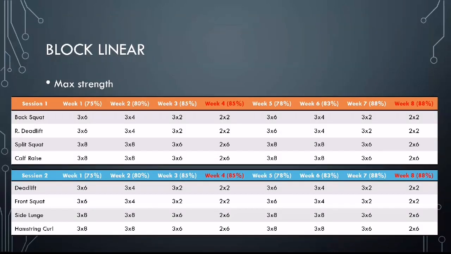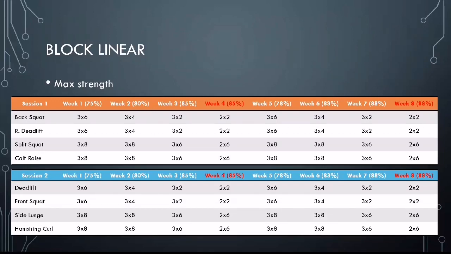Here's an example of a block linear plan for maximum strength. Throughout the 8 weeks, the athletes will only be performing exercises for muscular strength adaptation, and the intensity of the training is increased gradually by the week. Intensity is reflected by this percent magnitude beside each week over here.